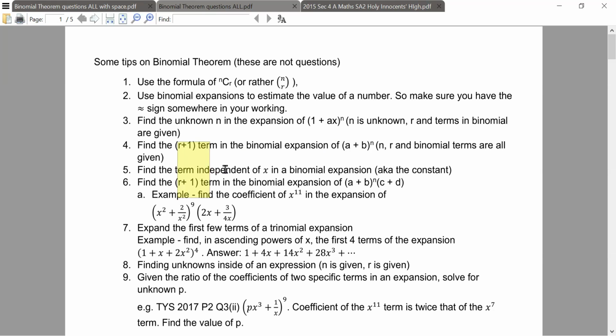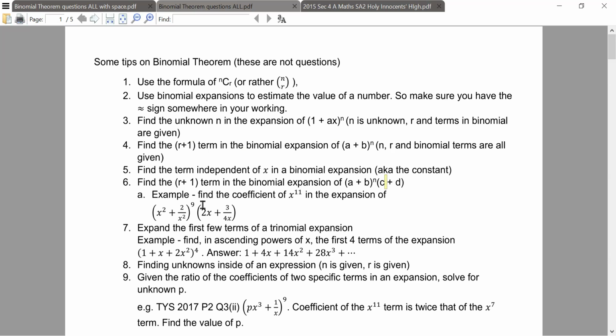Number 5, find the term independent of x. What does independent of x mean? It means constant, x power 0, in a binomial expansion, also known as the constant. Then number 6, find the r plus 1 term in the binomial expansion of (a plus b) to the power of n. Not enough, you still multiply by a c plus d. Oh, sorry, maybe it should be a cx plus d.